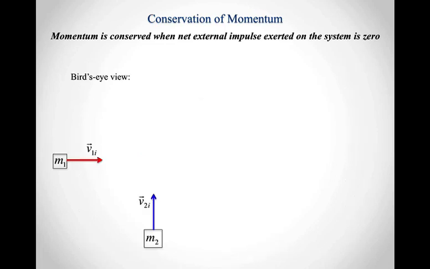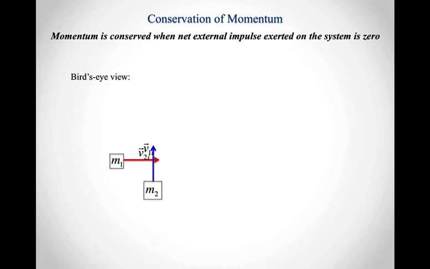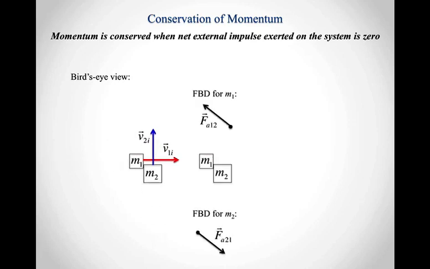Let's change it up a little bit. So here's 2 blocks moving in different directions. So instead of being 1-dimensional, this is now 2-dimensional. And just to be clear, I'm looking down on this from above. So this is sort of a bird's eye view. But I'm going to do the same thing. I'm going to let the blocks slide towards each other. They're going to collide, and then they're going to bounce away.